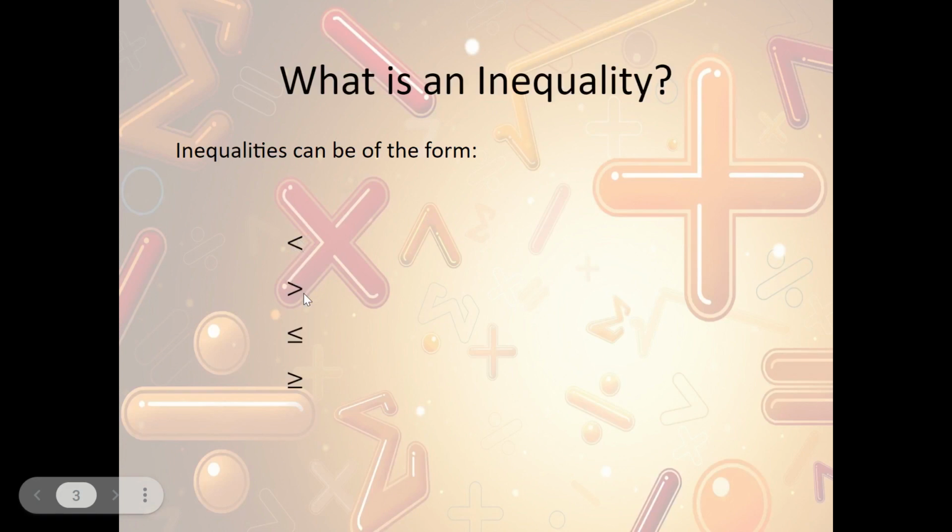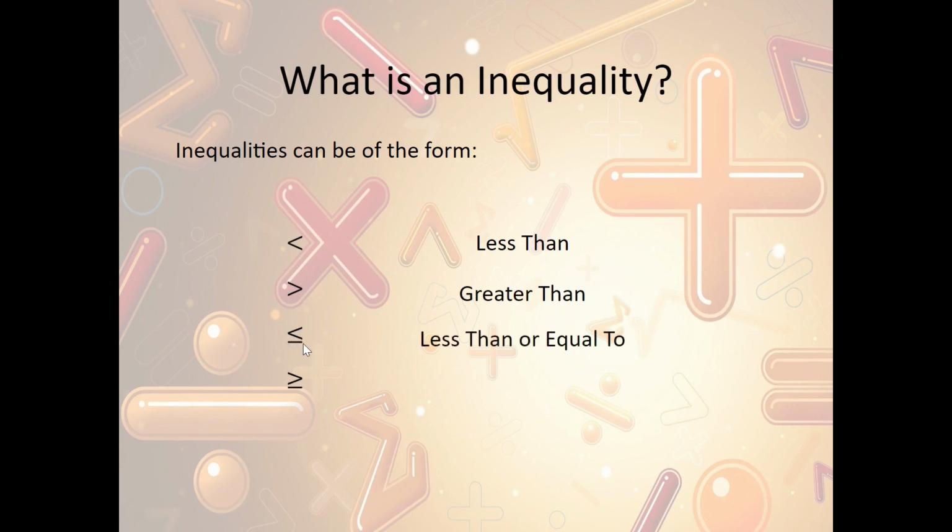This symbol, this one here, looks like an arrow going this direction, and an arrow going this direction. And then we have the arrows with the little bars underneath. What do these mean? Well, this first symbol means less than. This one then means greater than. This one means less than again, right? Because that's this arrow. And the bar means or equal to. So this is less than or equal to.